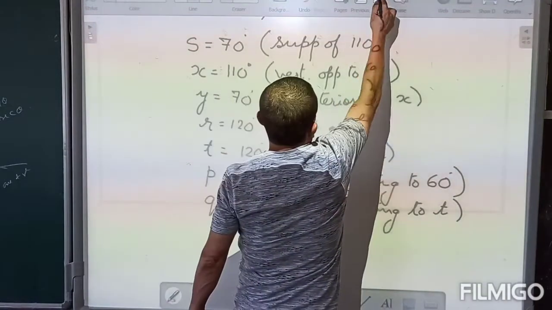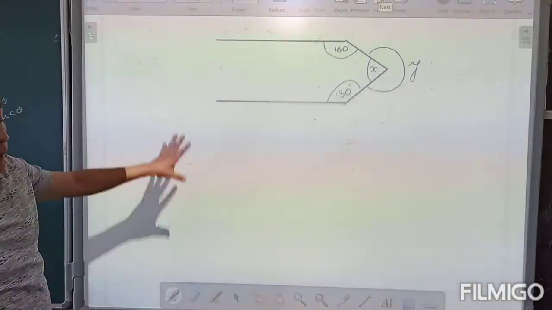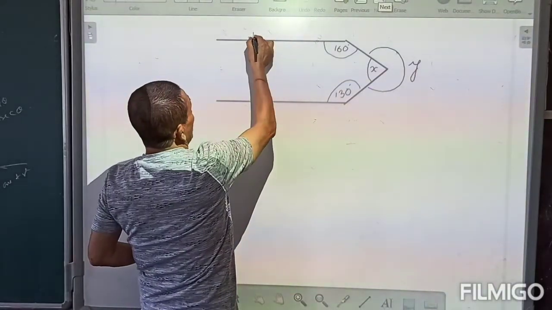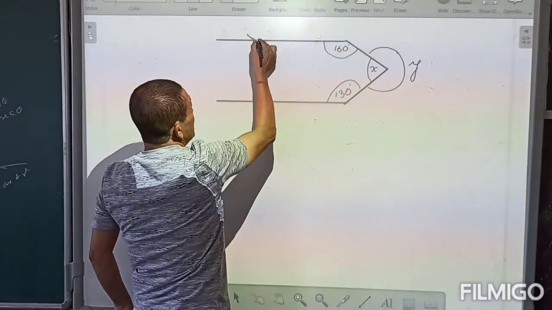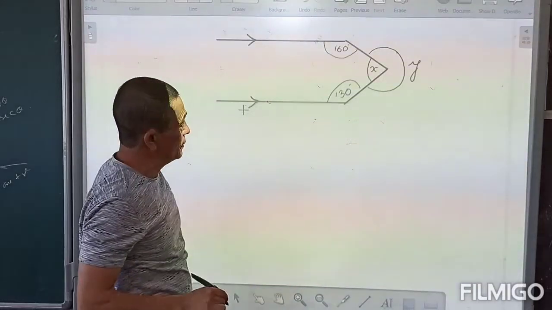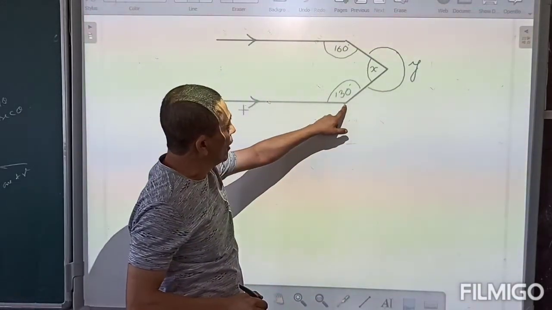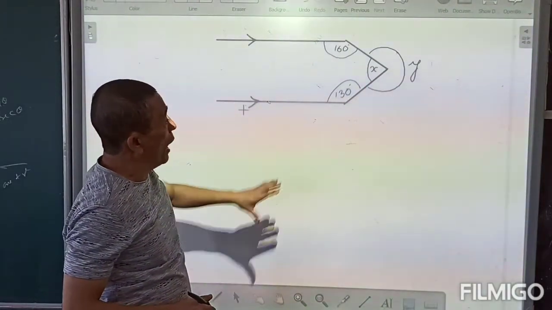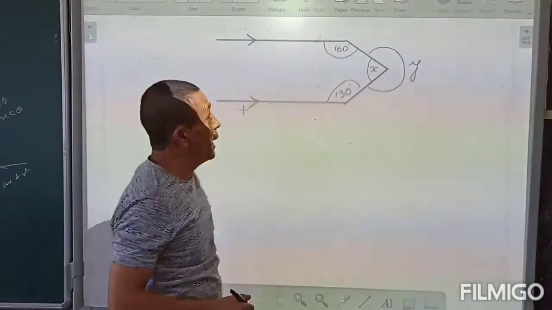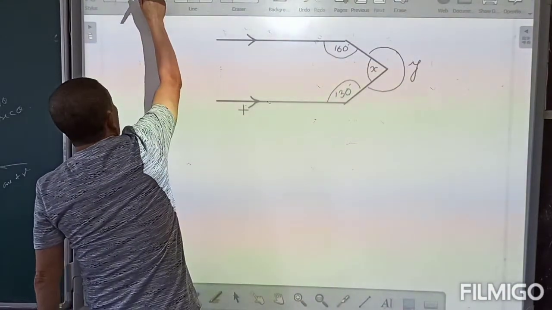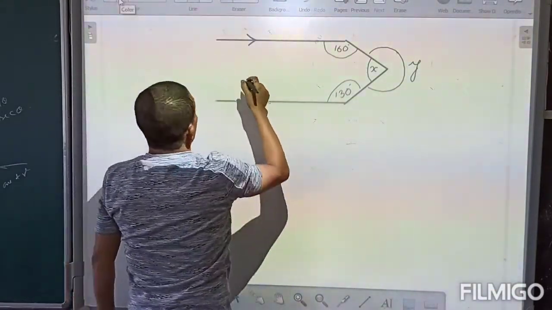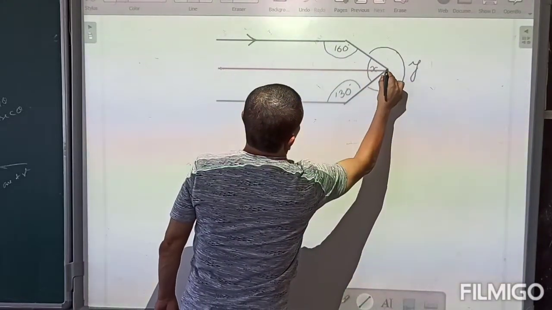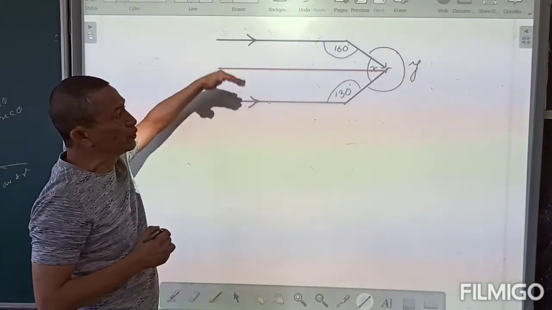And going to the last one now. A different type of figure. These two are, according to the question, parallel lines. But then after it comes here, this cannot be parallel. So how do I find x and y? I can draw an imaginary line, which is also parallel to these two lines.